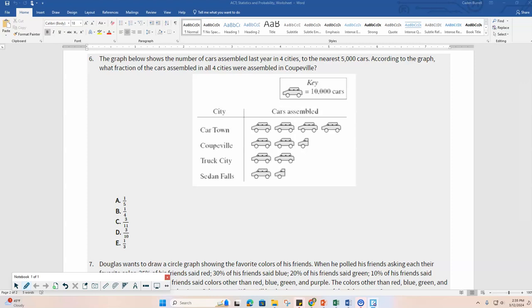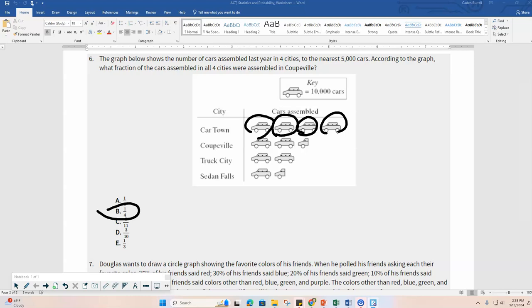Okay, 5, 4, 3, 2, 1. Raise your hand for A, for B, for C, for D, and for E. Yeah, this one is B. Okay. Couple ways you could have gone about this. Each card stands for 10,000, right? So you could either do 10,000 plus 10,000 plus 10,000, add up how many total in 10,000s there were, right? And then compute the fraction that way.